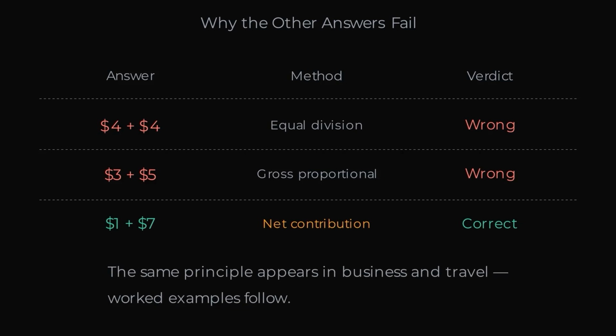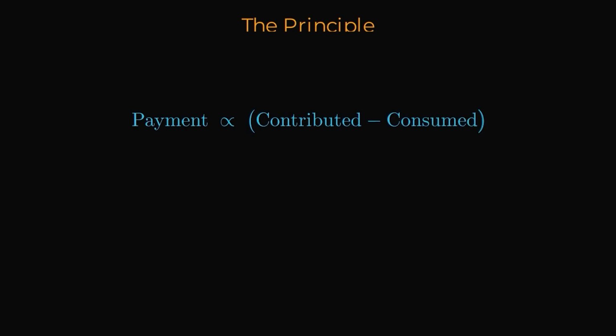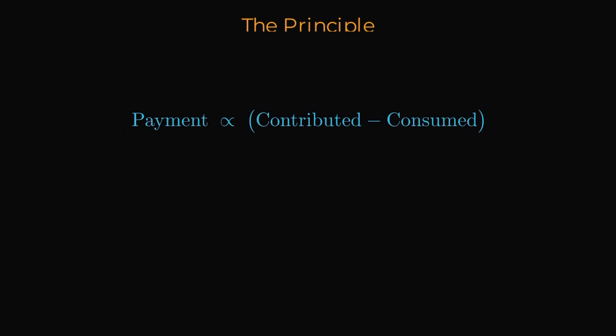What makes this principle powerful is that it shows up everywhere people share costs or benefits unevenly. We will solve it in business, where partners invest different amounts of capital, and in travel, where friends pay different portions of a shared bill. The logic is identical each time. The principle in one sentence: payment is proportional to what you contributed minus what you consumed. Net contribution, not gross input.